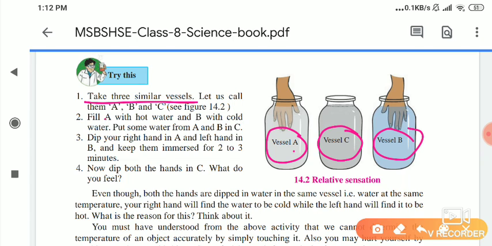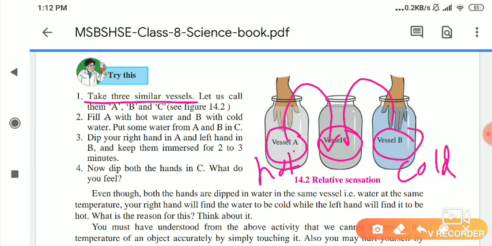Fill A with hot water. So here it is, hot water. And in B we have to keep the cold water. Put some water from A and B in C, means some of the hot water and some of the cold water from vessel B, we have to add together and put into vessel C.